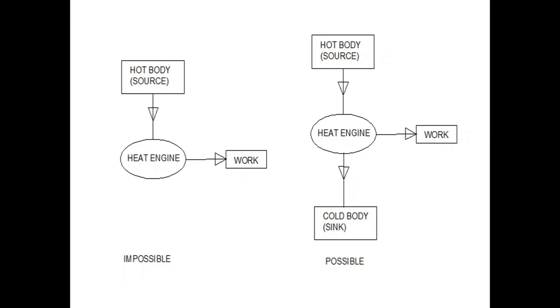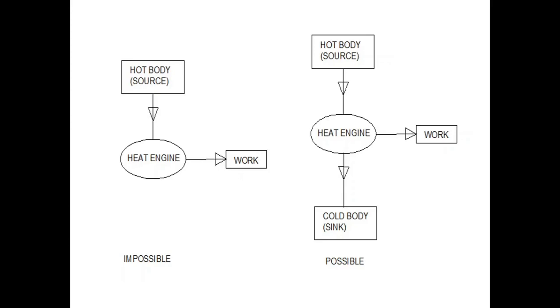Look at the possible and impossible systems according to the Kelvin Planck statement. In the first diagram, heat from the hot source is given to the heat engine, and the complete energy from the hot body is converted to work. It is an impossible system. Practically it is not possible at all, because every thermodynamic system or process has some losses. Therefore, the first diagram, where all the heat energy is converted to work energy, is an impossible system.